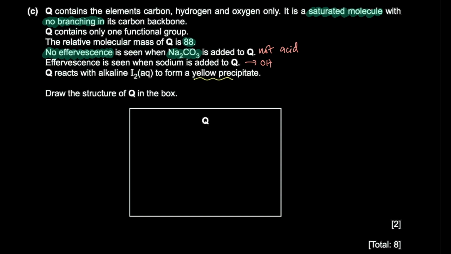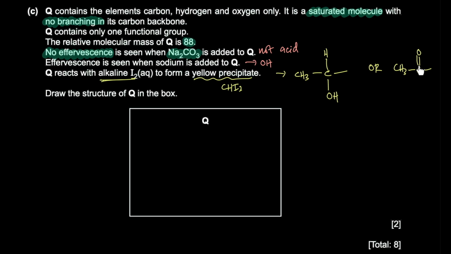The yellow precipitate that we get is triiodomethane, CHI3. If it reacts with alkaline aqueous iodine, it means that we have a CH3CHOH group. The iodoform reaction is only possible if you have either the CH3CHOH group or a CH3CO group. So either we have an alcohol or a carbonyl compound.